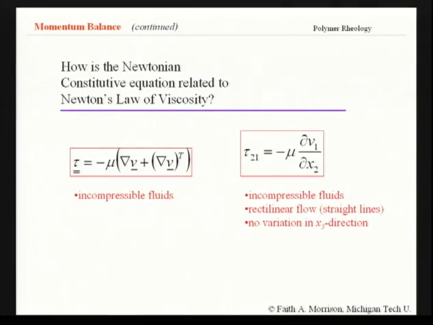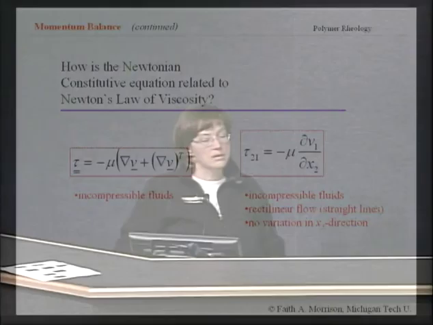In undergrad fluids, you dealt with Newton's law of viscosity. This is the 2-1 component of this under the special circumstance of incompressible fluids, straight line flow, and no variation in the 3 direction. You can do that too. You can check that. So this simple scalar version that you learned in your undergrad fluids class is just one of the 9 terms of this full tensor version of the constitutive equation.